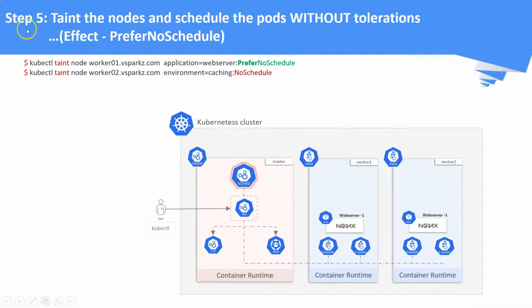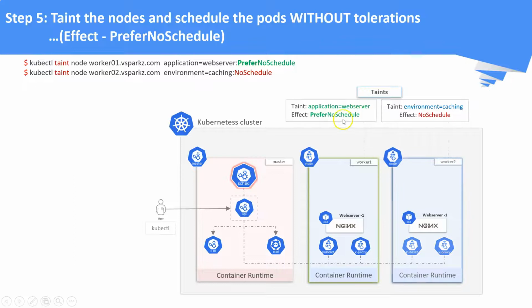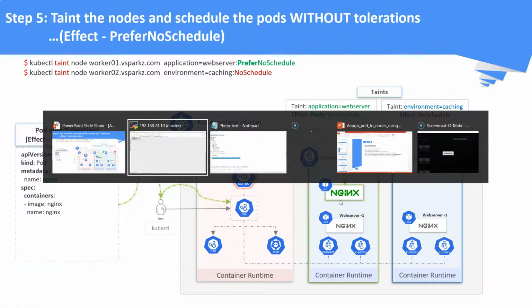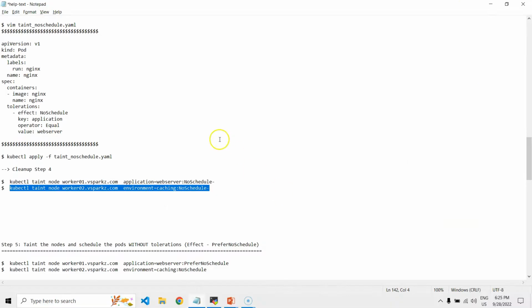Step number 5, taint the nodes and schedule the pods without tolerations, and the effect is going to be PreferNoSchedule. Once you apply the PreferNoSchedule taint effect, existing pods will still continue to run. New pods, even without matching tolerations, can be scheduled on the node where the PreferNoSchedule effect is set, because it is a soft taint.